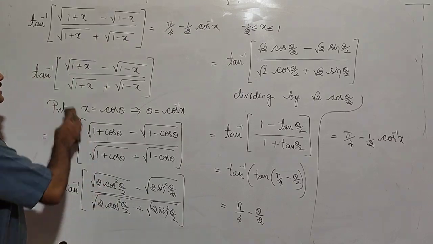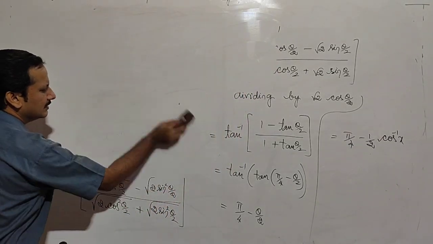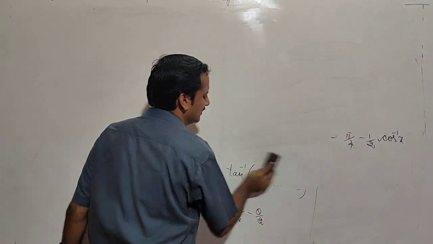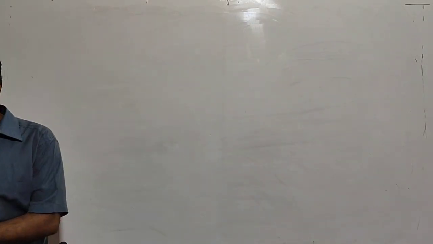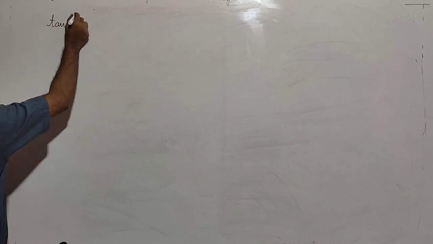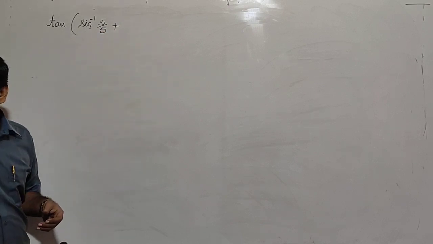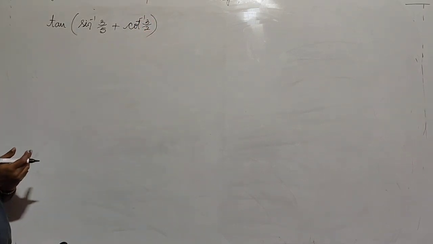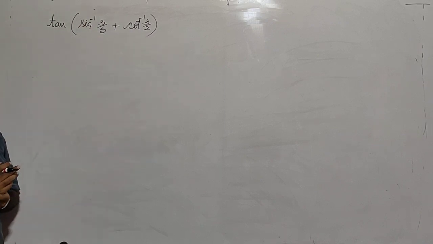Okay. Let's go to the next question. The next question is: find the value of tan of sin inverse 3 by 5 plus cot inverse 3 by 2. We are asked to find the value of tan of sin inverse 3 by 5 plus cot inverse 3 by 2.